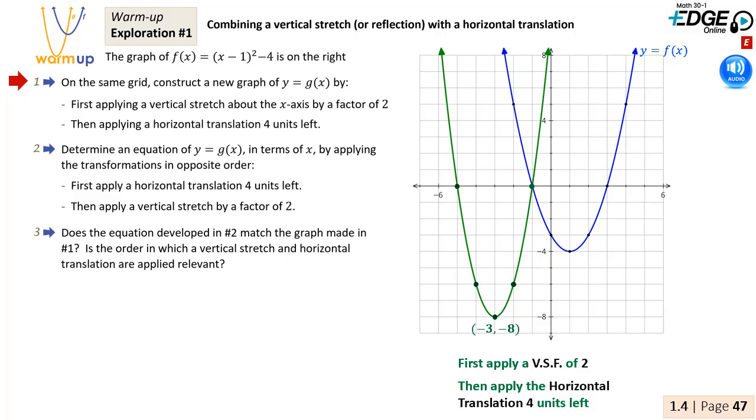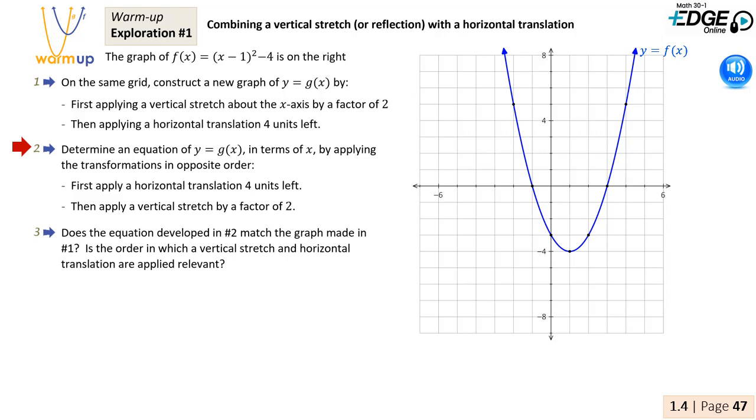One big difference between a translation and stretches and reflections is that a translation has no invariant points. Every point is affected equally. In this case, all x coordinates became 4 less, or 4 to the left.